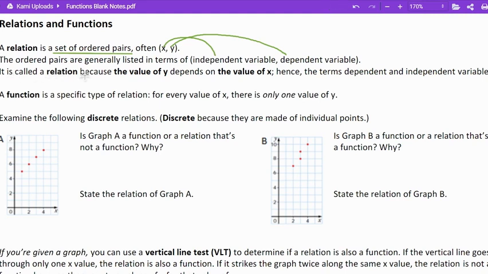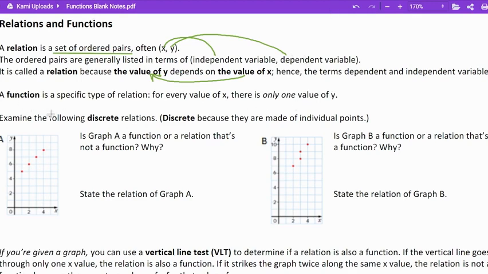A relation is called a relation because the value of y depends on the value of x. So y is dependent on the value of x. If I give x a value of 0, we will get a specific value of y. But if I give x a different value, like 2, the value of y will change. So y depends on x.